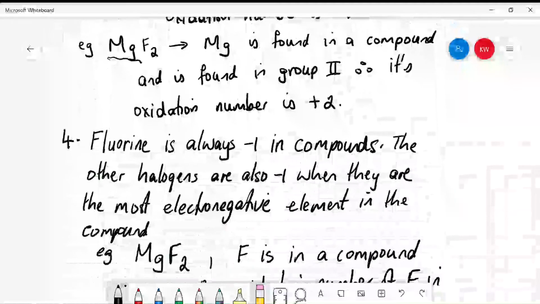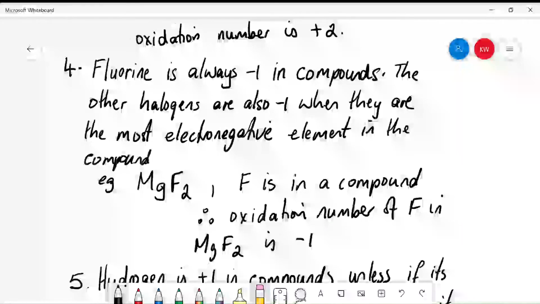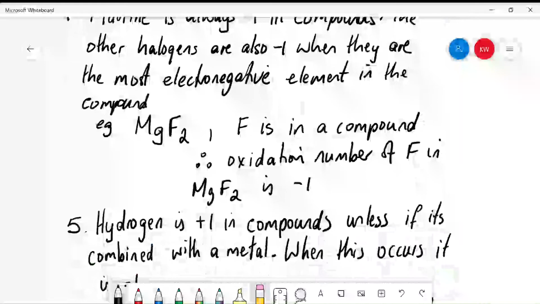Rule number 4, chlorine is always -1. So if you have chlorine in a compound, that chlorine oxidation number will always be -1. Chlorine being, of course, the most electronegative element in the periodic table, so it's going to have a -1. Other halogens also can have -1, but only when they are the most electronegative element in the compound. If they are not, then the oxidation number can vary.